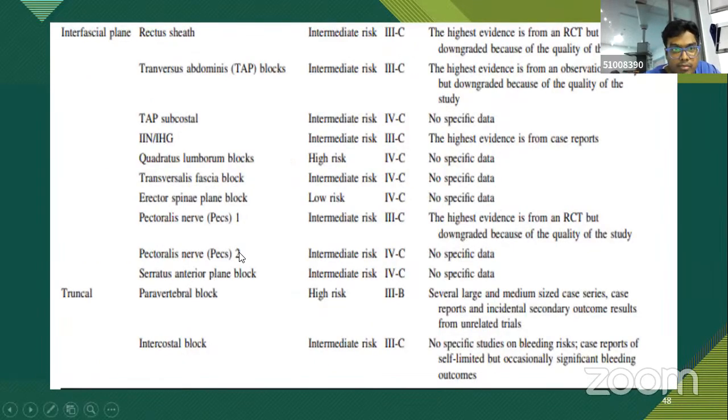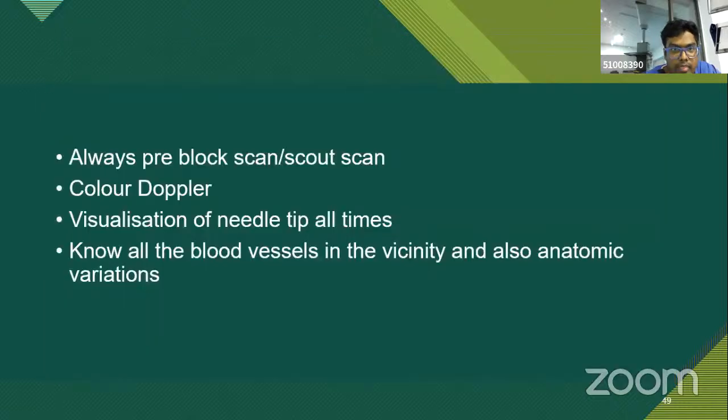Now, coming to interfascial plane blocks, I think the quadratus lumborum block and paravertebral block, they have categorized as high risk. The rest are all intermediate risk. Now, how to prevent or how to be safe from vascular injury? Always do a pre-block scan, or a scout scan, just to know the blood vessels, because the blood vessels resemble the plexus.